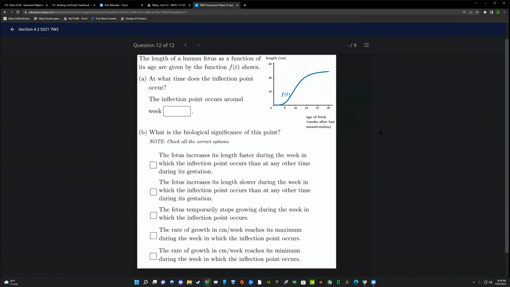Okay, so the inflection point is where it goes from concave up to concave down, and you have to roughly pick the x value where that occurs. Looks like 17, maybe 16. I would say around 16. That's probably reasonable to say 16.